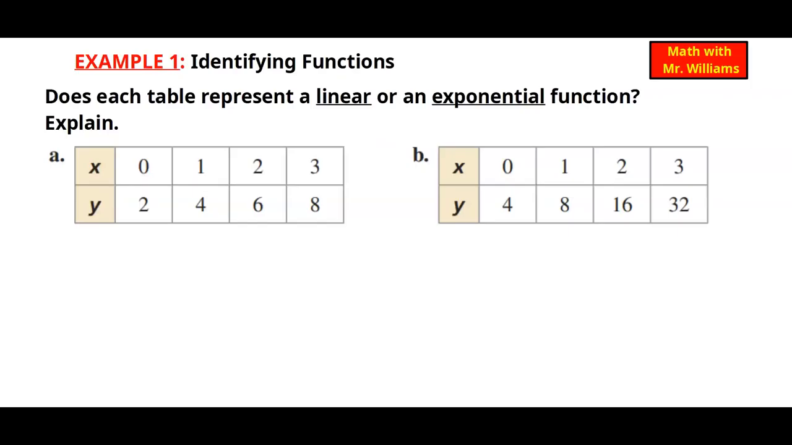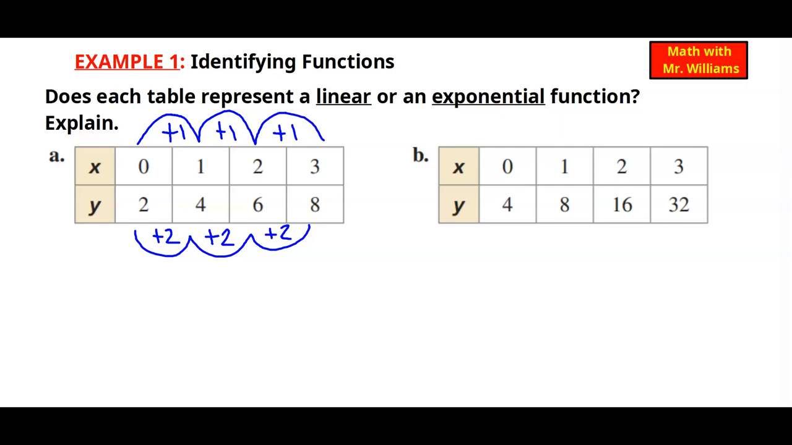Example 1, identifying functions. Math with Mr. Williams. Does each table represent a linear or an exponential function? Explain. So here we have the first table. We have x's that look like they're increasing by 1 each time. And down here for our y, it looks like it's a constant, increasing by 2. Okay, so as the x increases by 1, the y increases by 2, the rate of change is constant. So the function is linear.